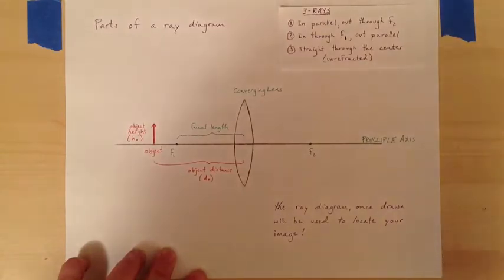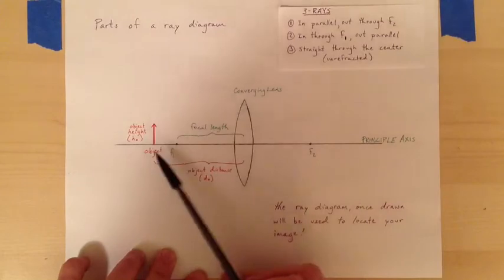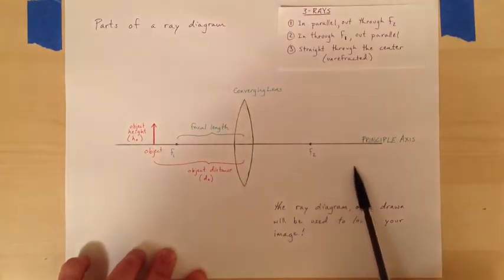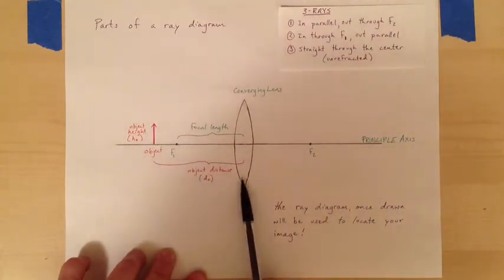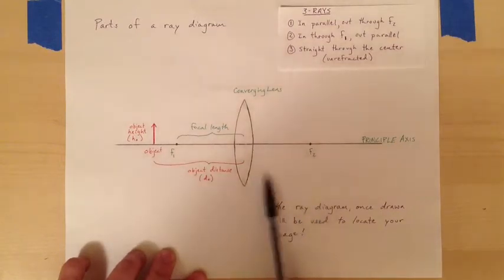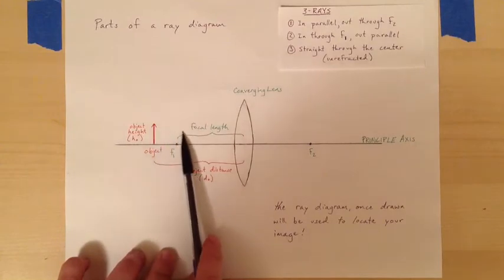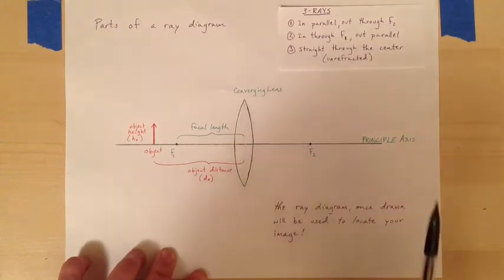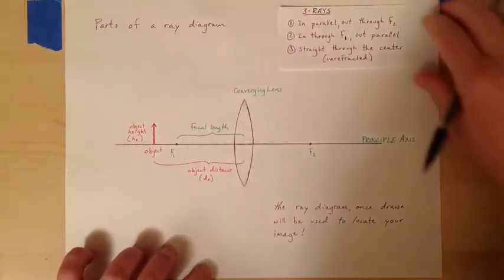The three rays that we'll draw for every one is, one will go in parallel, meaning parallel to the principal axis, and then out of the lens through F2. The other one will go in through F1 and out parallel, so it's just the opposite of the first one. And then the third one is going to go straight through from the top of the object through the center of the lens. Where all three of those rays meet, that's where the image is going to be. Okay, so let's start with an example.